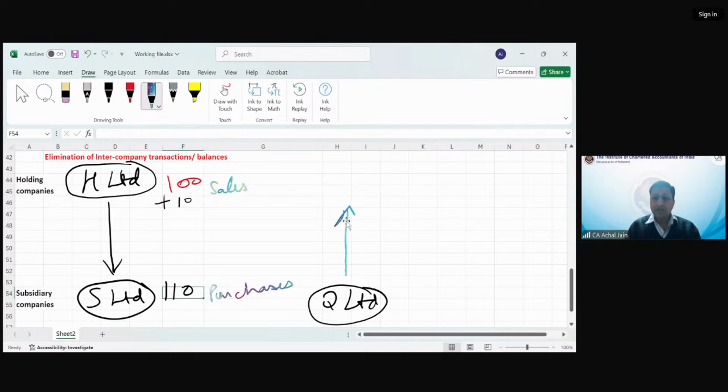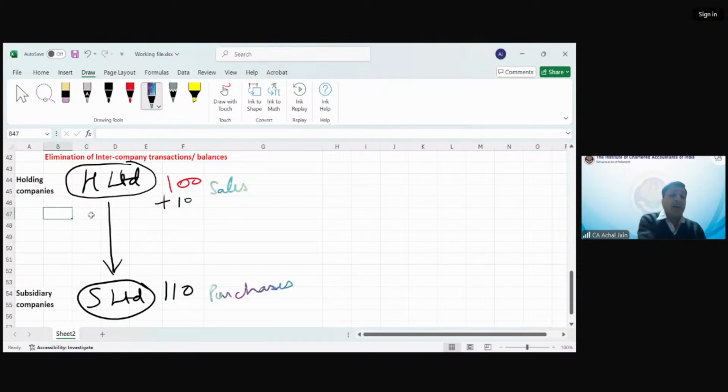Let me eliminate this part for the time being; I'll come back to this. Now, in respect of this, when the consolidated financial statements of H and S will be prepared, tell me what will you eliminate? Tell me quickly, what will you eliminate? Rashmi says profit, Hardik says 10.